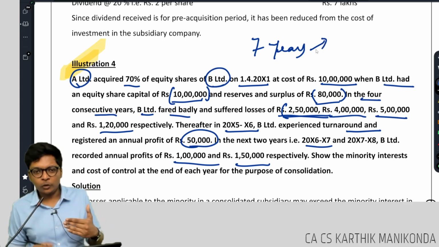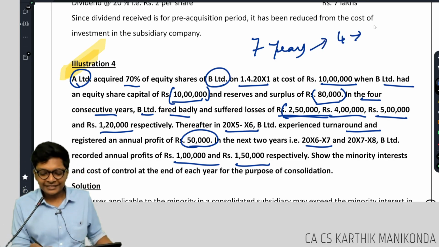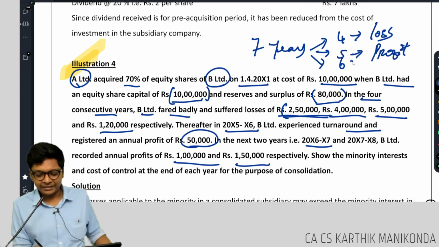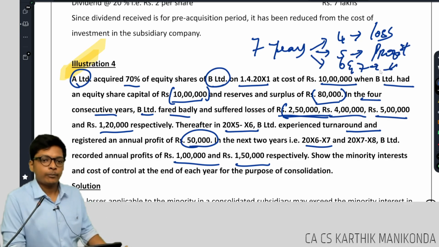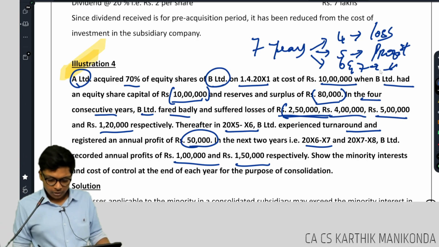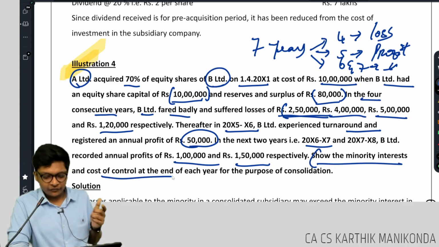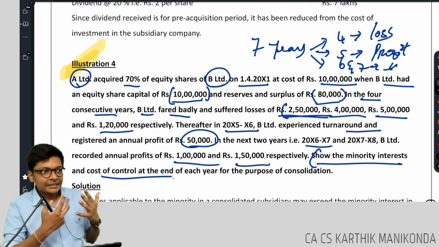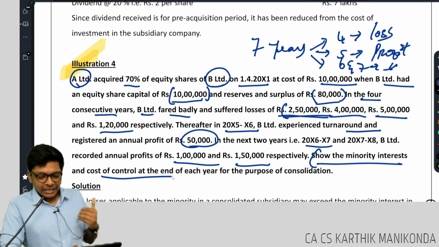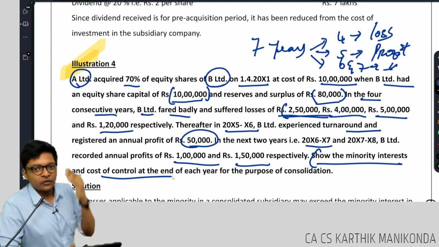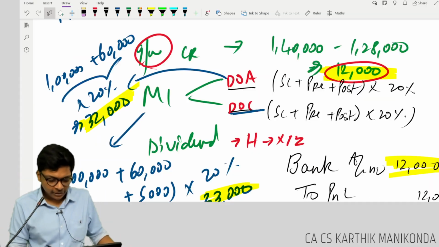After acquisition, how many years? 7. First 4 years is loss. They almost gave up. Then in the 5th year something happened, they got profit. Once you get profit, that's it. 6 and 7, they continued with profit. Those numbers are given. Is that clear, guys? Okay, what should I compute? Show minority interest and cost of control for each of the 7 years. That means you have to do the working 7 times. I will help you do the 1st and 2nd year. You will start doing 3, 4, 5 because it is a monotonous repetition process.